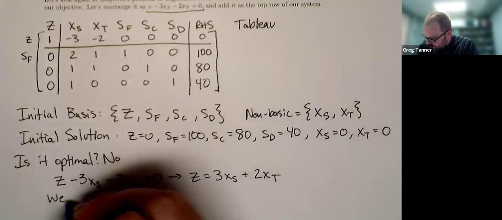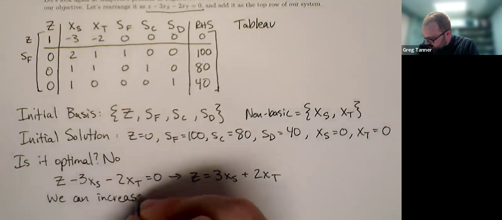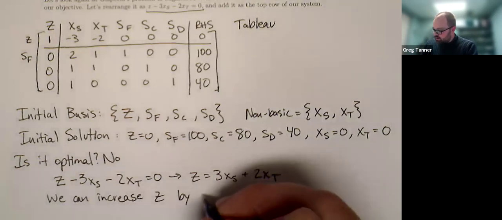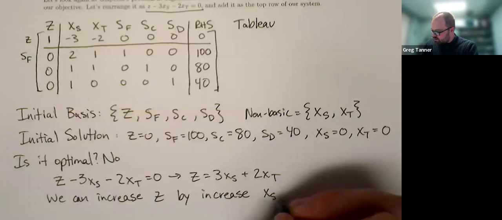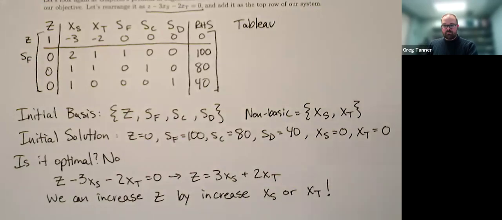So I'll maybe write that out. We can increase z by increasing xs or xt. Okay, so that's going to be the next step.